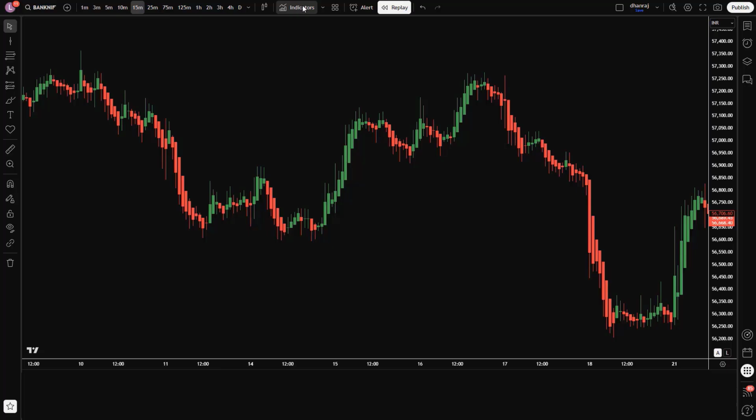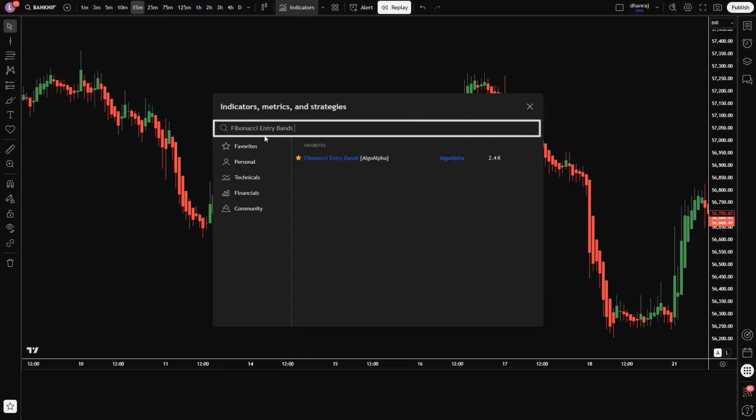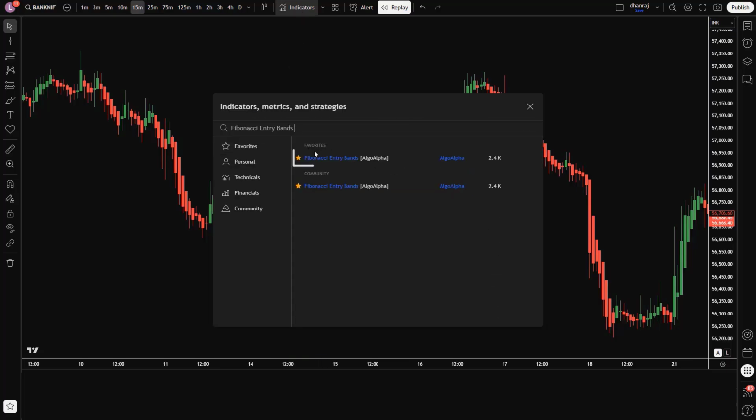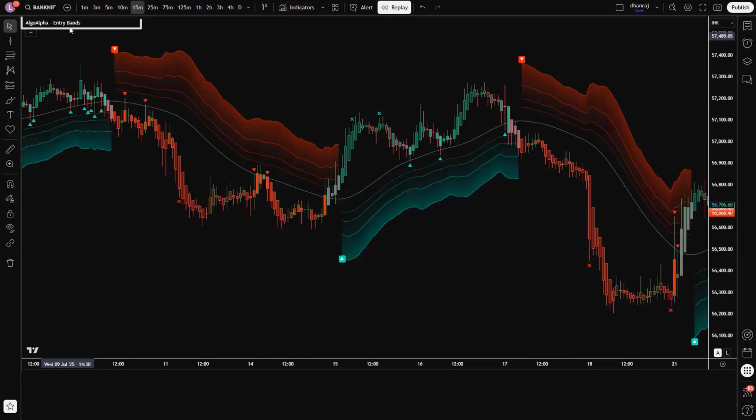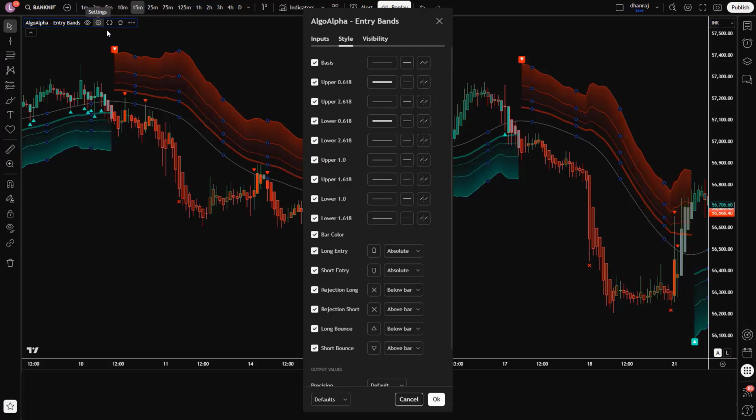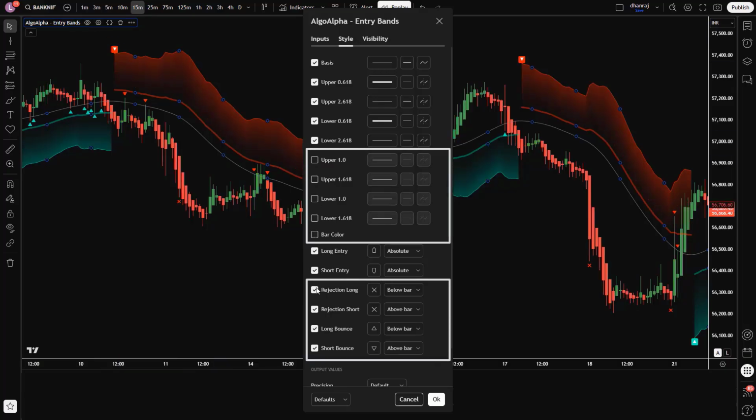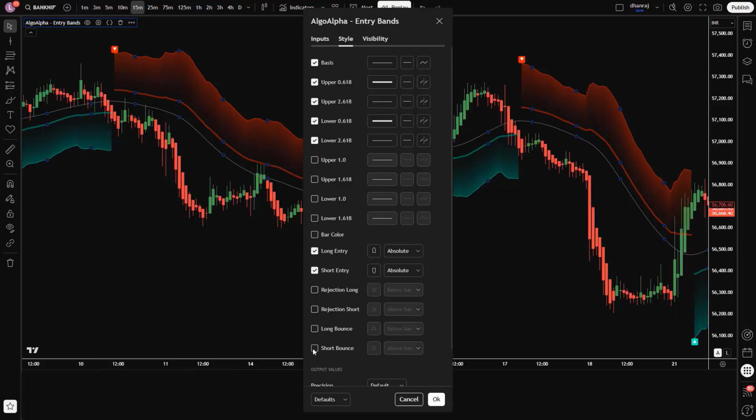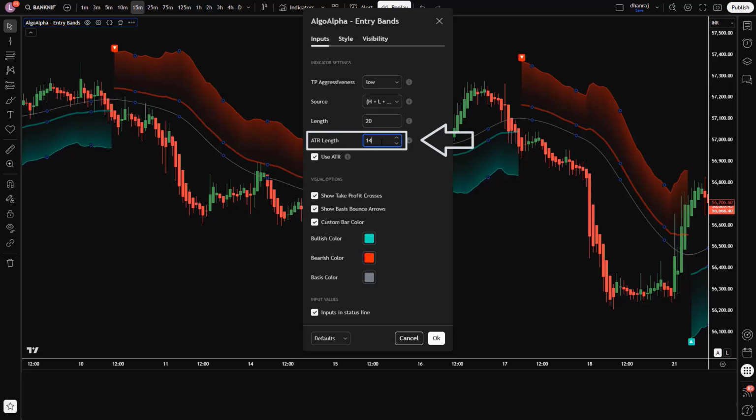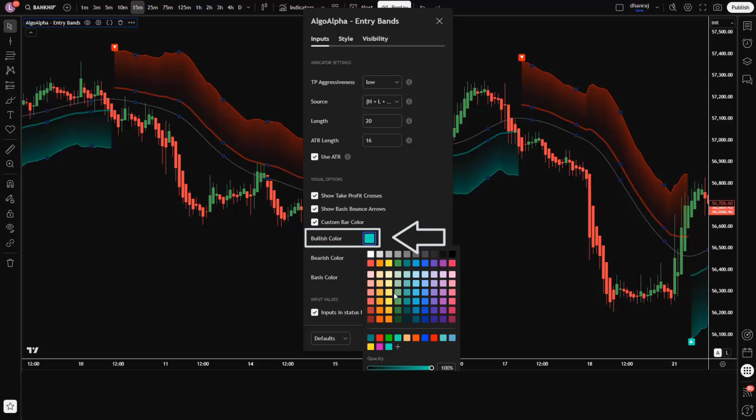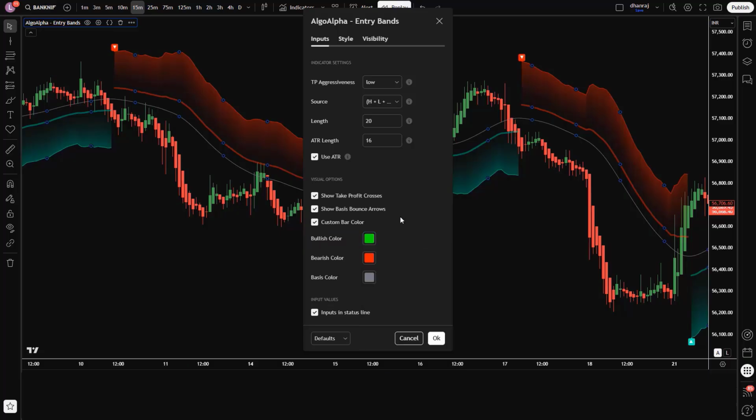First of all, we will search Fibonacci entry bands in the search box of Tradingview. After that, we have to click on Fibonacci entry bands option, in which we have to change some setting. We need to hide these options. We have to change this length option from 21 to 20. We have to change this ATR length option from 14 to 16. We have to change this bullish color option from cyan to green.